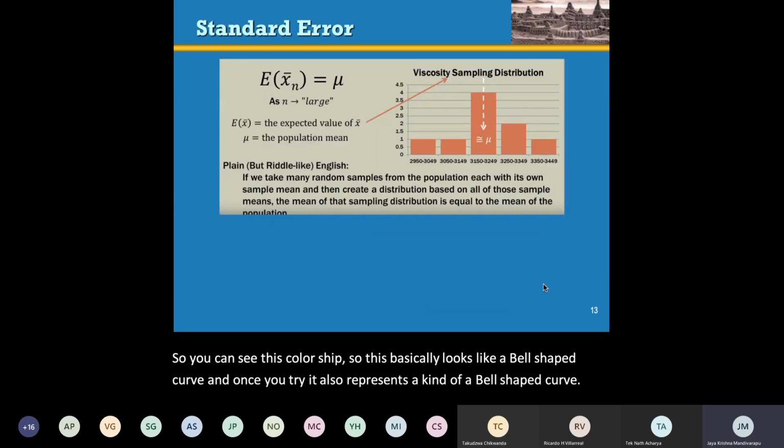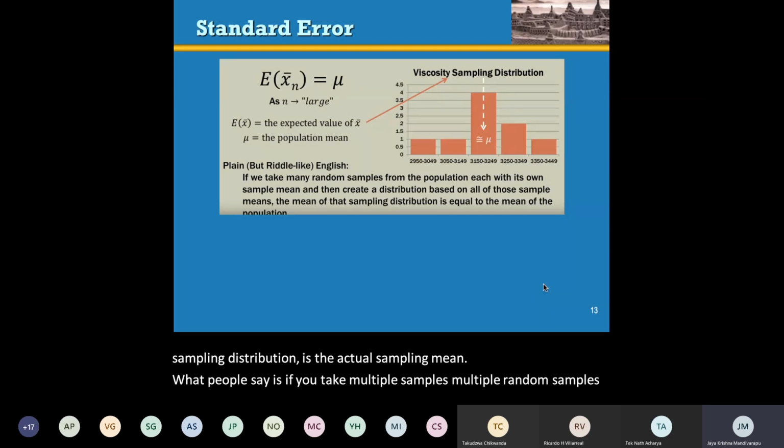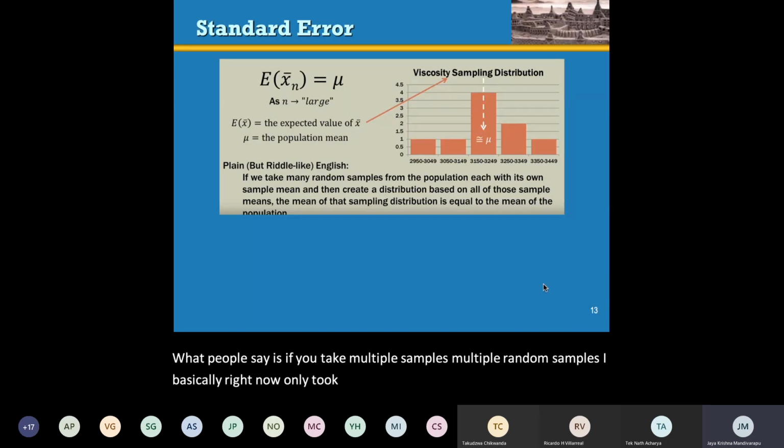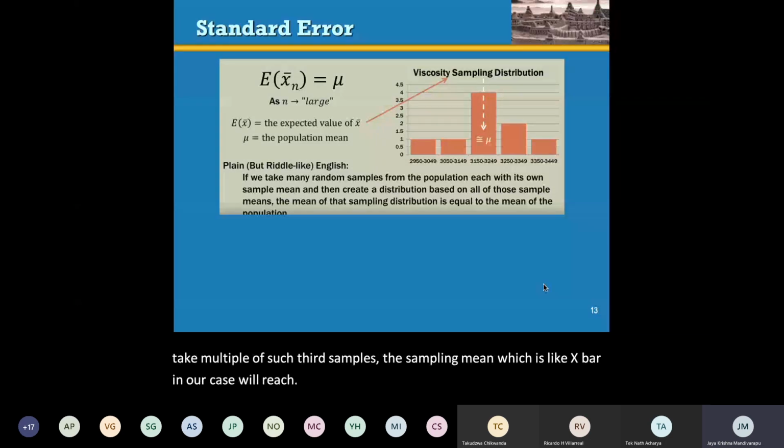What people say is that the middle item, which is the sampling distribution, is the actual sampling mean. If you take multiple random samples, and right now I only took 9 or so examples, the sampling mean, which is x bar in our case, will reach mu, which is the population mean.